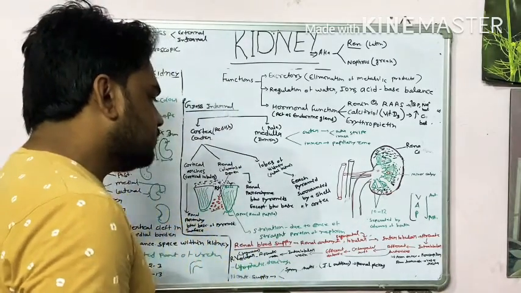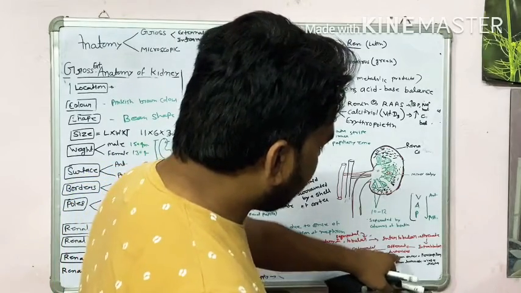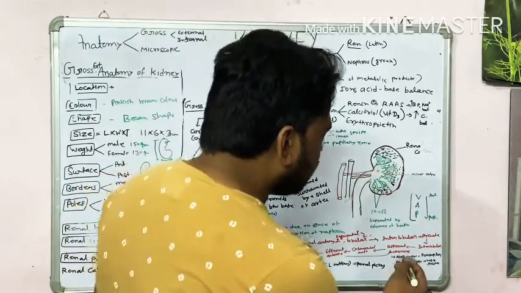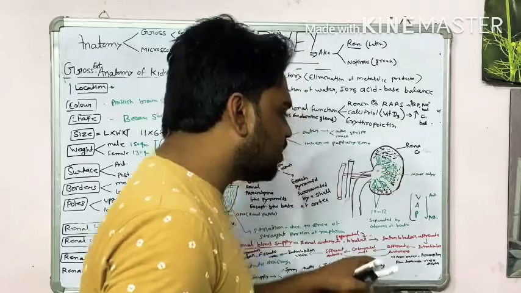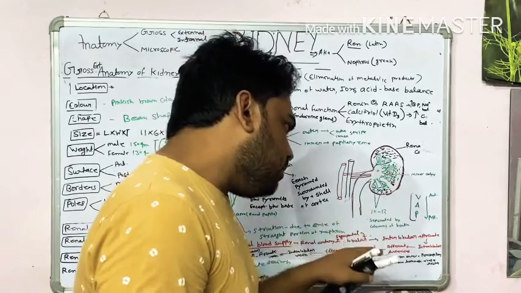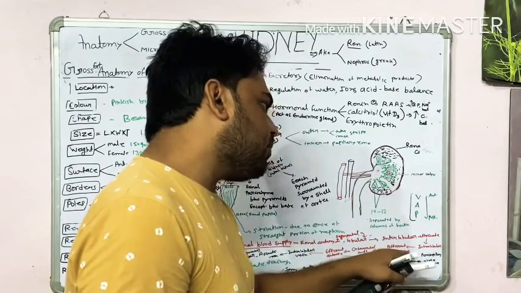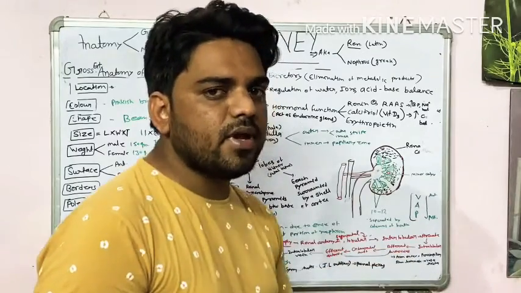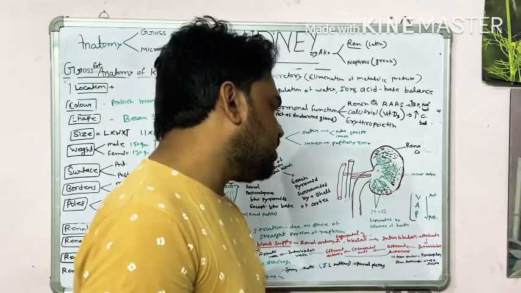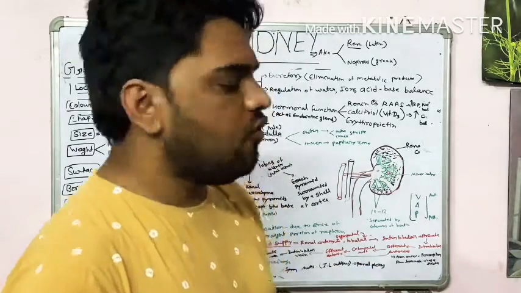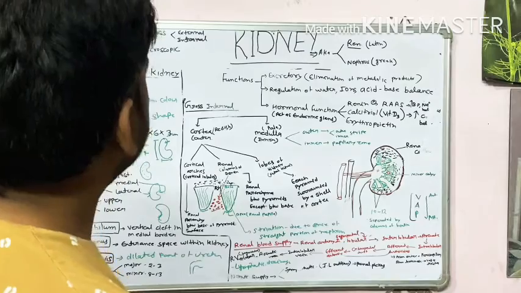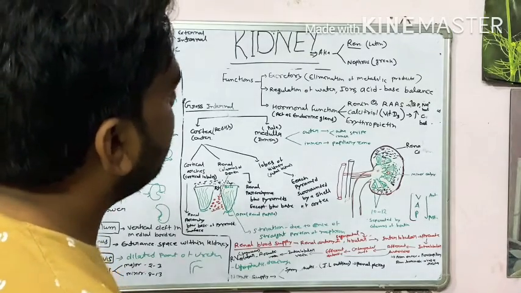One more thing: if the afferent arteriole comes from the cortex part of the kidney, it is known as pericapillary tubules. But if the afferent arteriole comes from the juxtamedullary region, it is known as vasa recta. This is the gross external and internal anatomy of the kidney.